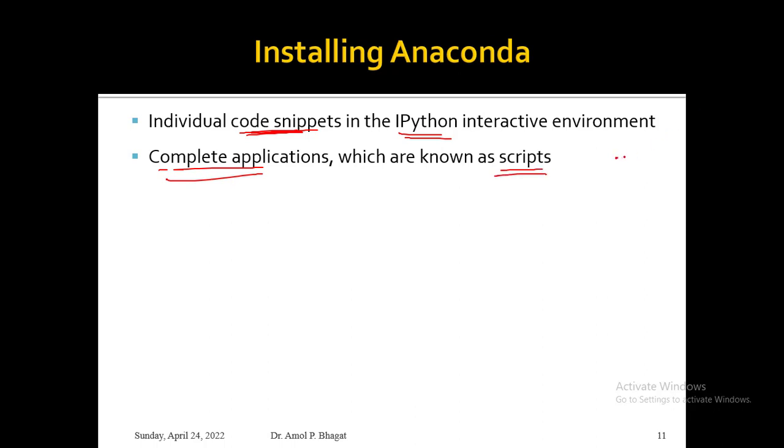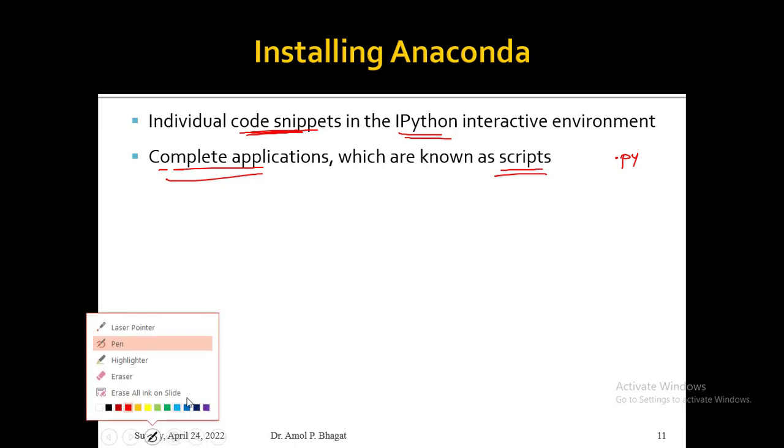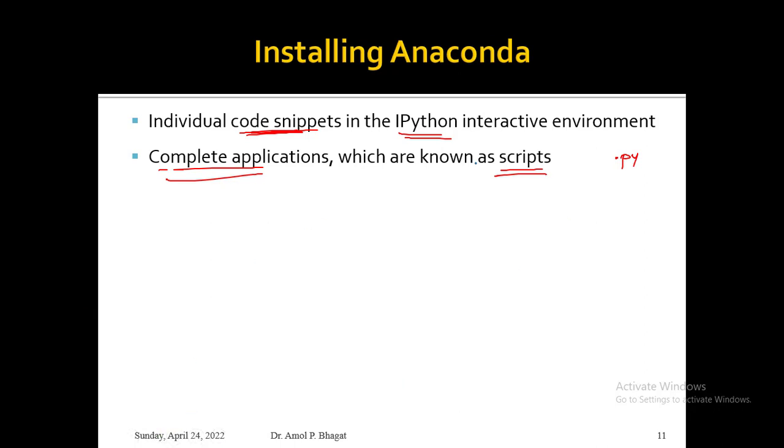Scripts are generally stored with the .py extension in Python. So this .py extension is used to indicate Python scripts. Our Python scripts can be saved simply with the extension .py. These complete applications can be executed using the Anaconda prompt. In the Anaconda prompt, you simply execute the command python followed by the name of the script, for example python line_coding.py.